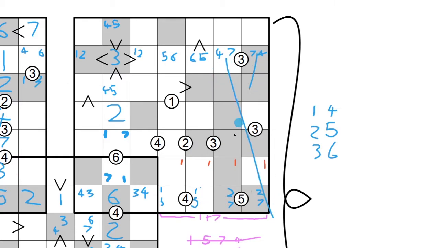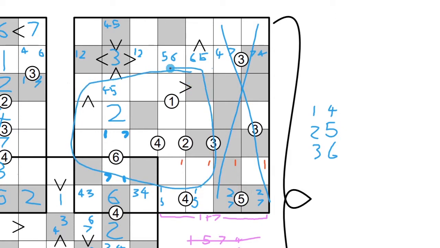Surely this X-wing's going to help me somehow. No 7s. So the rest of the 7s are here and here. Not there. Not there either. I mean, not in a lot of places. 43.